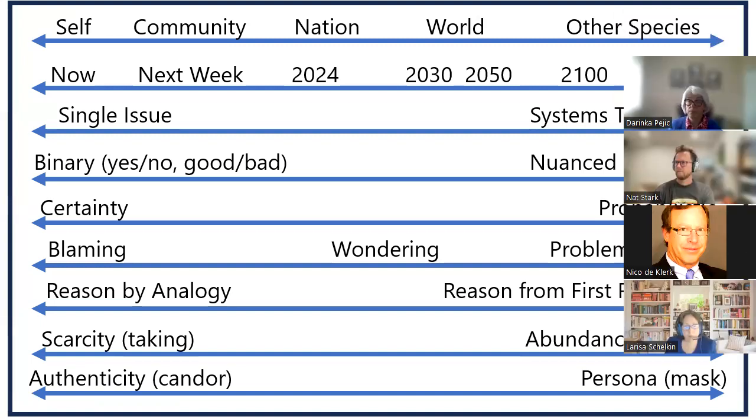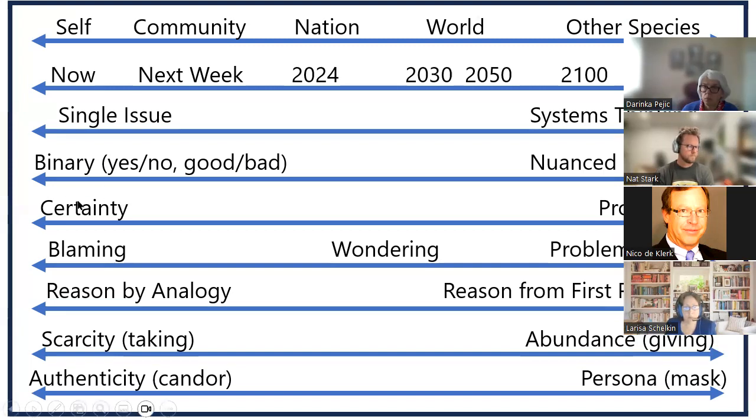The other extreme is systems thinking, which I think I try and do. Then how do you deal with things in terms of classifying? Is it binary, yes, no, they're good, they're bad, or nuanced? Certainty, are you often wrong but never in doubt? Or do you see things in terms of probabilities? Are you a blamer? Are you wondering about things or actually solving problems?